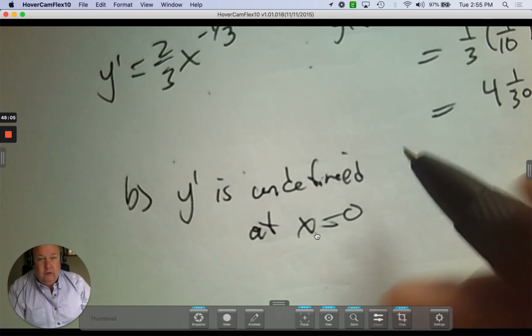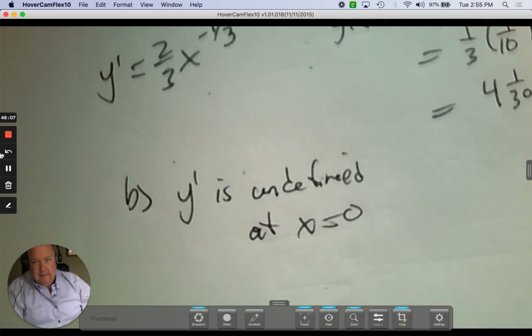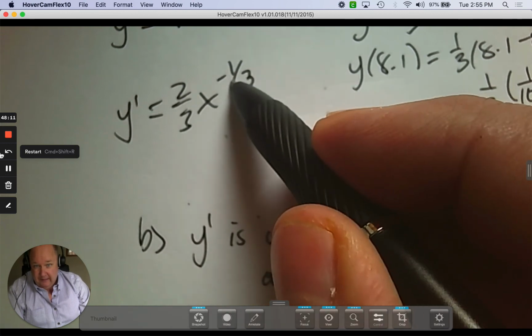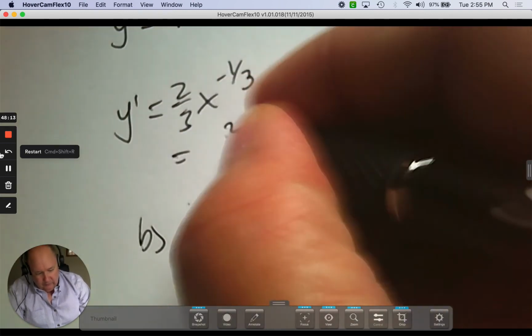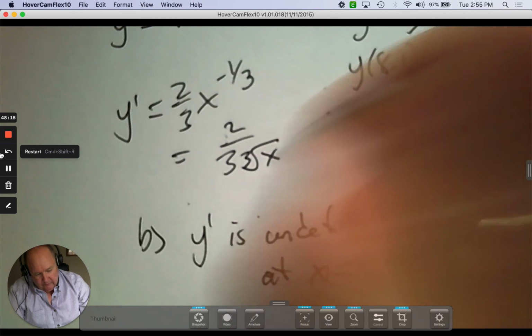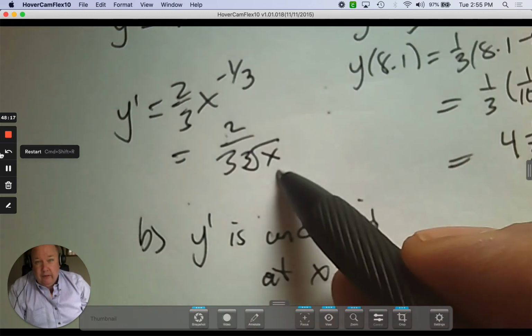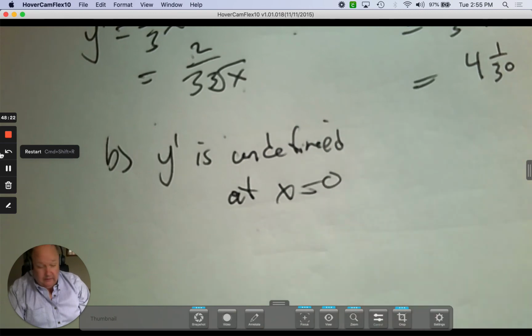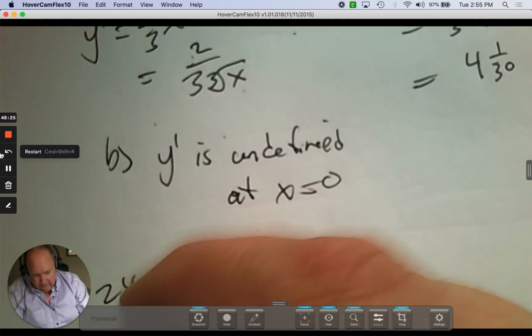So why couldn't you use 0 as a point? Is because the derivative here, if you plugged in 0, because of the negative exponent, this is what it looks like. That's the same. And notice that x makes it undefined. So the derivative is undefined at 0. That's why you couldn't use the 0. All right, last one, 24.